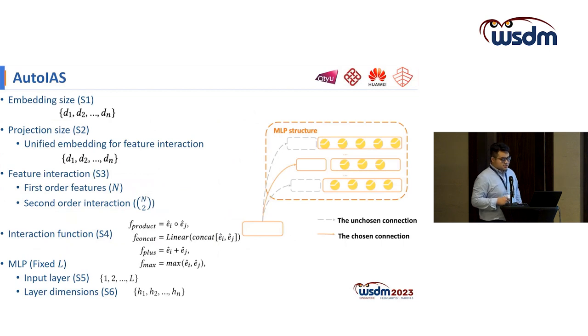To be specific, there are six search spaces. The first space, S1, consists of several integers as the candidates for embedding size, while for the projection size, which is a unified dimension for feature interaction, the second space S2 is some other integers. For feature interaction, AutoIAS considers raw features and all second order interactions. In other words, it searches for first order features together with all possible second order interactions. The size of the whole search space 3 is n plus the combination of n choose 2.